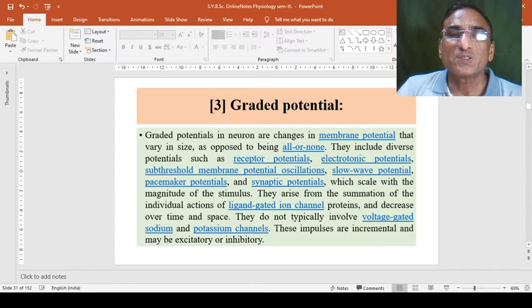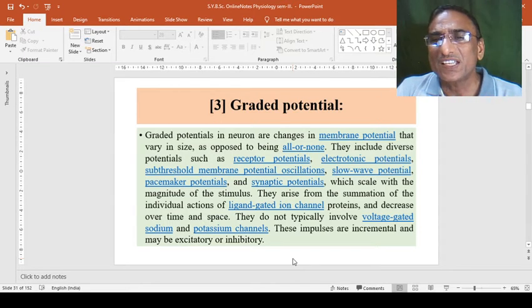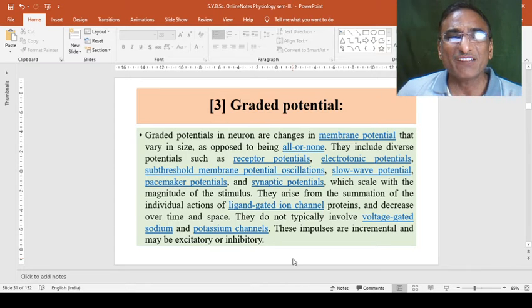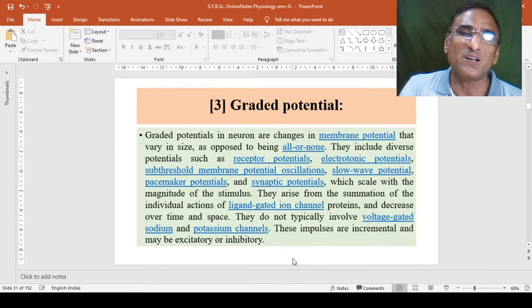Okay, so the next topic, the third point of our first unit, is graded potential. That we will see: what the graded potential is, and what the activity of the neuron membrane potential is. So graded potentials in a neuron are changes in membrane potential that vary in size, as opposed to being all or none, in one cell or whatever the number of cells.